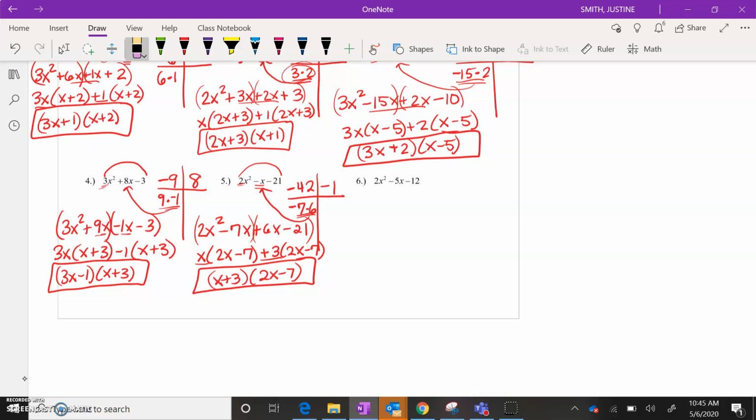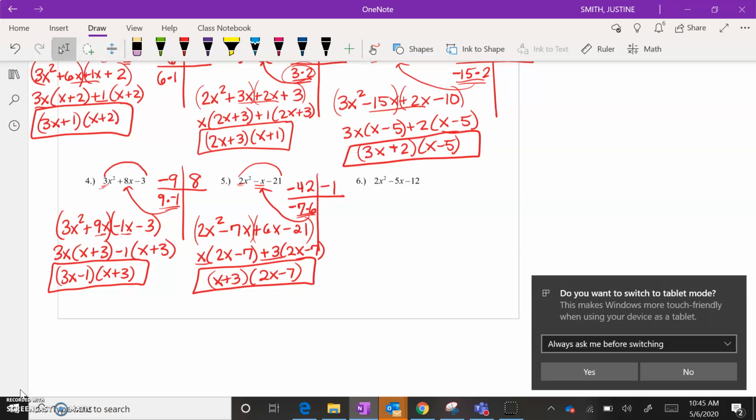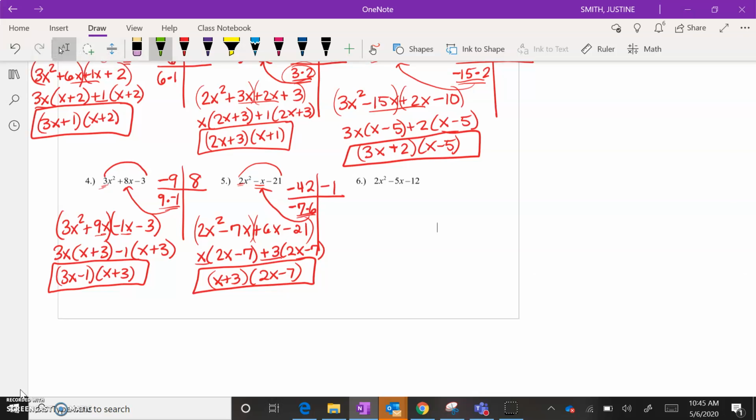All right, so last one here. Again, we want to double check. We cannot take out anything to get rid of the 2 here. So we need to figure out what multiplies to negative 24 and adds to negative 5. Okay, so remember, if you're having any trouble trying to figure out the factors, you can always just go through and list all of your factors.